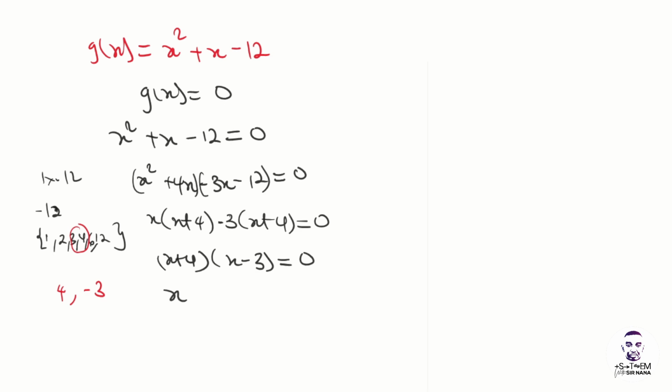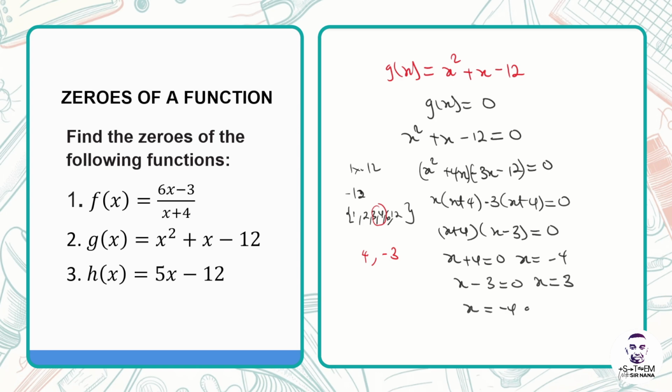And that implies that x plus 4 is equal to 0, then x minus 3 is equal to 0. So here, x plus 4 is equal to 0. The 4 will move across the equal sign, so it becomes negative, right? So x becomes equal to negative 4. And then on the other side, x minus 3 is equal to 0, so x becomes equal to 3. So therefore, we know that x is equal to negative 4 and x is equal to 3.